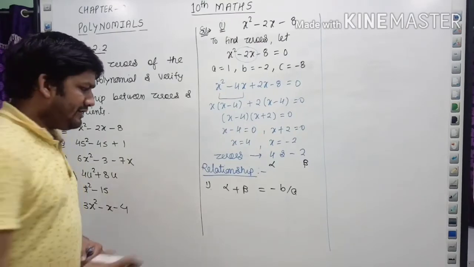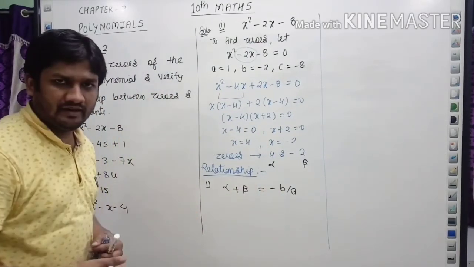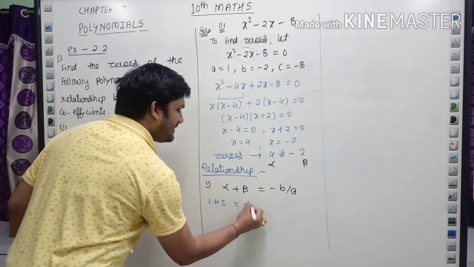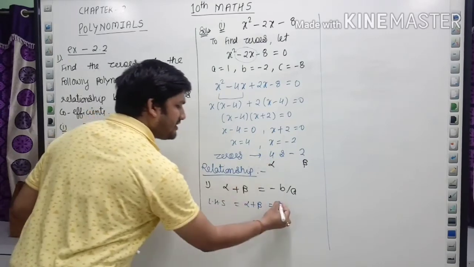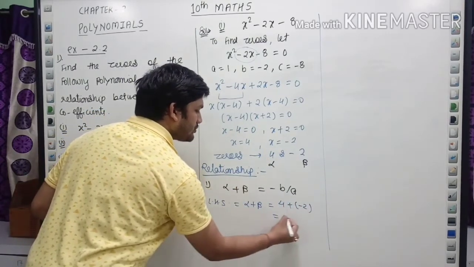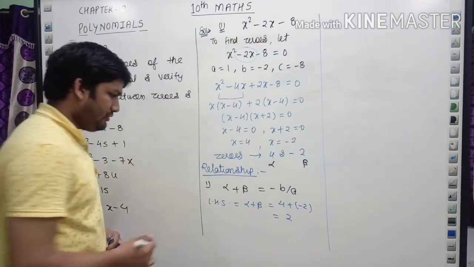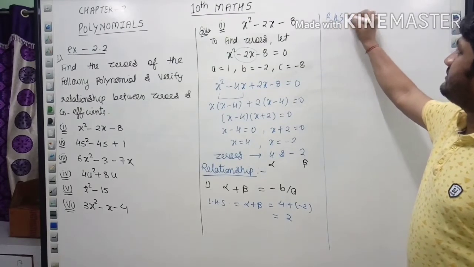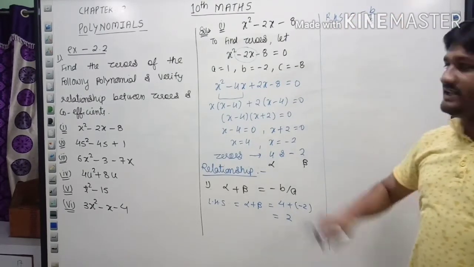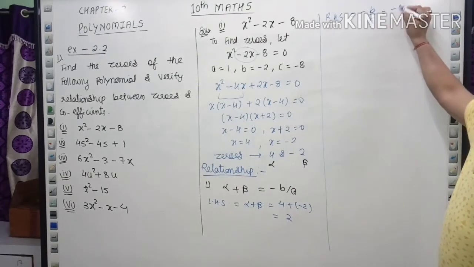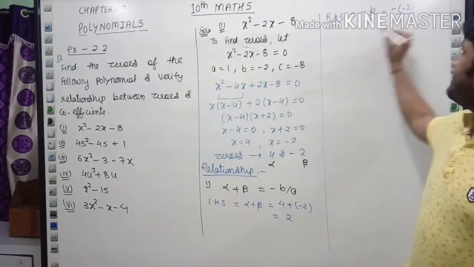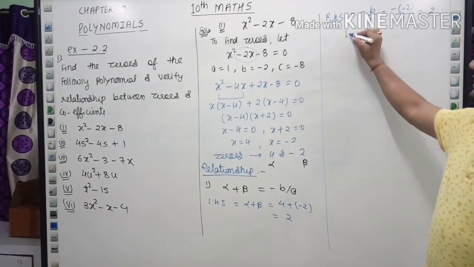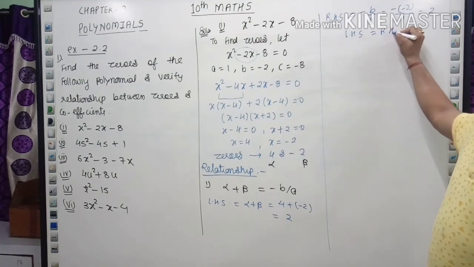Now remember this thing: solve LHS and RHS separately. LHS and RHS separately. So the LHS part is alpha plus beta. That is, the first zero is 4, the second zero is minus 2. So what is this? You are getting 2. What is minus b by a? RHS: minus b by a. You can see b is minus 2, so minus of minus 2 upon a, which is 1, is getting plus 2. So LHS is equal to RHS.